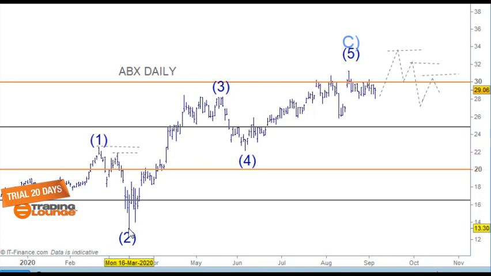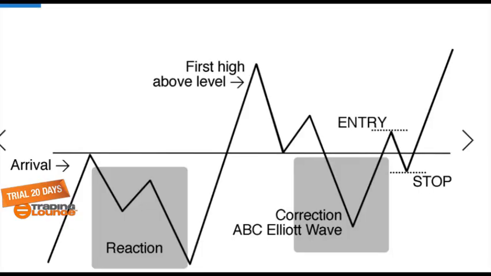So it's come all the way down here, and maybe we could have done something over here, but when it comes back over here on this little high, we had the arrival, the reaction, the first high above the level, that particular pattern that we're looking for. So I'll just show that pattern if you don't know what that is. If this is the price point here, a level, we've got the arrival, the reaction, the first high above the level, an ABC pattern here, and then back on the level over here.